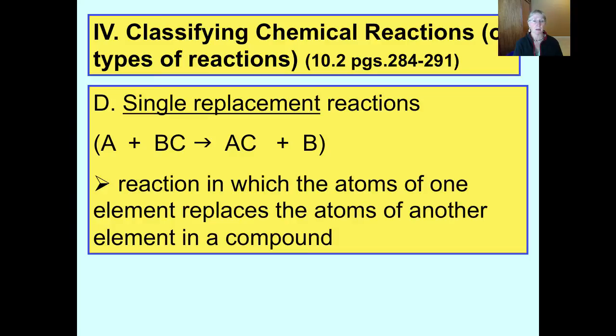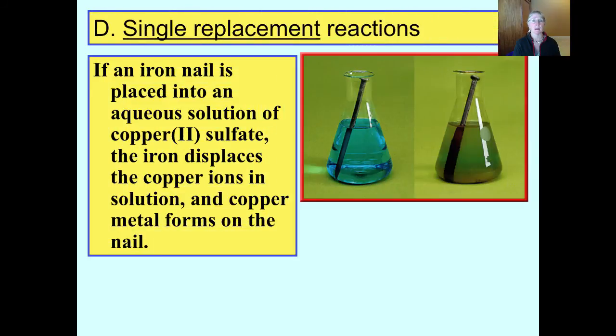Element and compound on the left makes an element and a compound on the right, and it has to always be metals replace other metals and nonmetals replace other nonmetals. Let's look at an example of that.